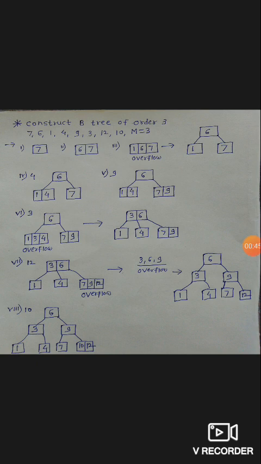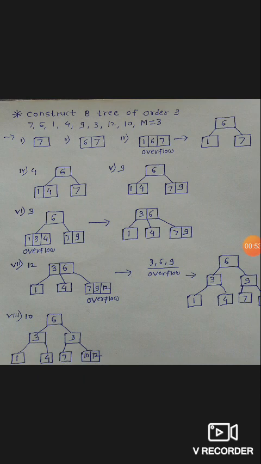Construct B tree of order 3 and the key values which we have been given are 7, 6, 1, 4, 9, 3, 12, 10. We have been given order equal to 3. Therefore, in this case, the value of m is 3.